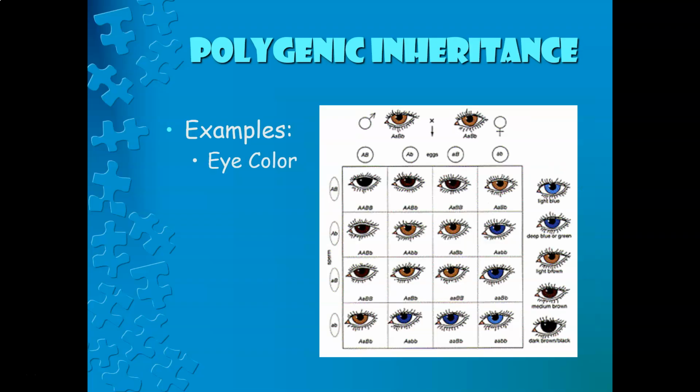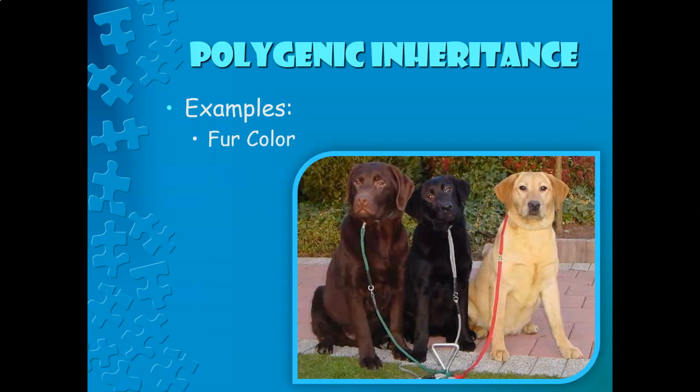Eye color works the same way. There are multiple alleles that control it, and that's why we get that range in coloration in your eyes as well. And fur color is the same thing in something like our cute little puppies here. There's a range of coloration. Why? Because there's more than one gene controlling that characteristic in your genome.